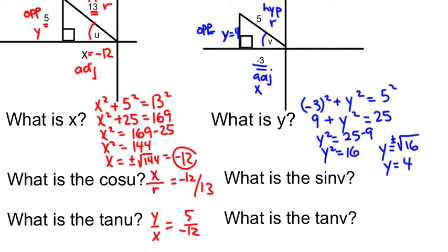Let's head over to the sine of the angle in the blue. The sine is y over r. So y is 4 and r is 5. And then the tangent of v is y over x. y is 4 and x is -3. What we've done is we found the sine, cosine, and tangent of those angles.